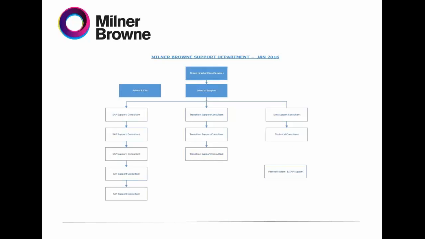Here's a breakdown of the team structure that we have. So we have our core support team, SAP support team, and then we have our transition support team, which we introduced a few months ago, which is to help people going through a go live, pre and post go live. And then we have our technical and second level dev support team, where we can escalate issues to them if the issues get quite technical. And then we've head of support, which is myself, and then we've an admin and CSA resource, and then we've group head of client services there as well. So that's the structure of the support team in Milner Browne.